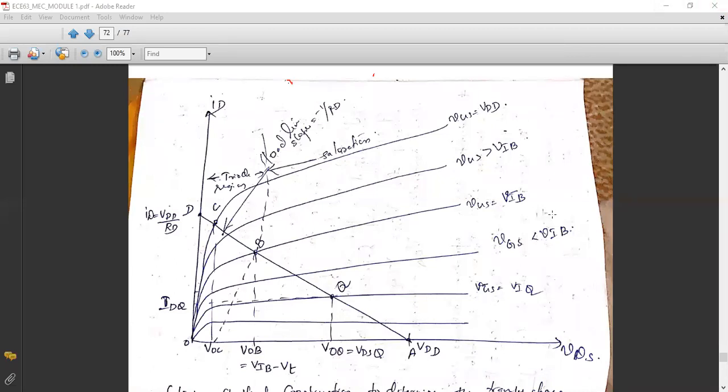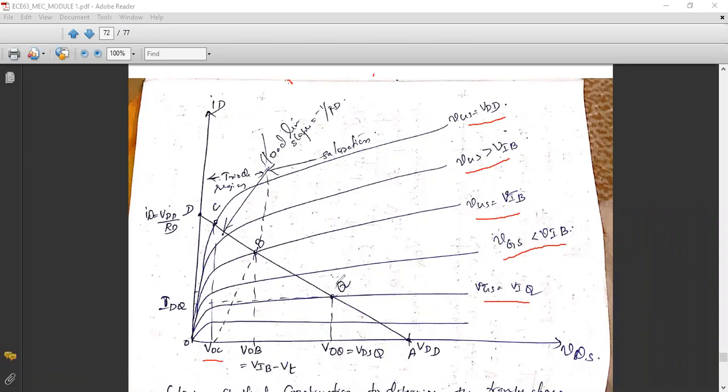While drawing the figure, all these voltages you have to mark. VGS equal to VIQ, VGS less than VIB, VGS equal to VIB, VGS greater than VIB, VGS equal to VDD. This point corresponds to point C, that is called VOC. This point corresponds to B, that is VOB, which is equal to VIB minus VT.